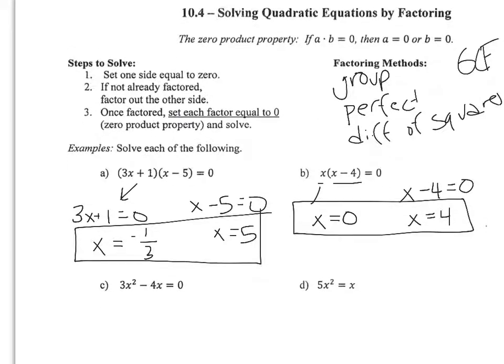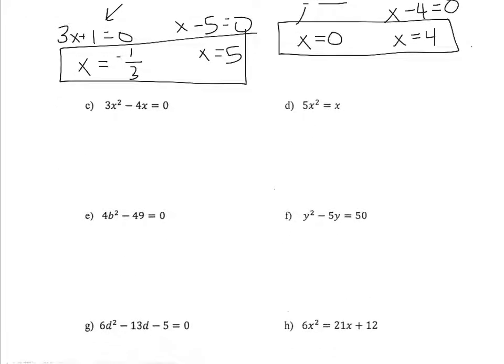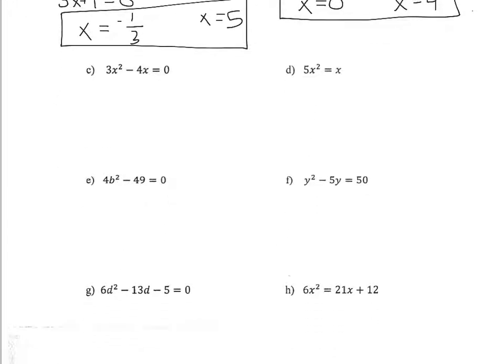And then letter C, I'm noticing that I already have one side equal to 0, but this isn't factored. So what I can do is factor out by greatest common factor and take out an x. If I take out an x, I'll have left 3x minus 4 on the inside. Now I can use the zero product property and set x equal to 0 and 3x minus 4 equal to 0. When I solve for x, I get x equals 4/3.